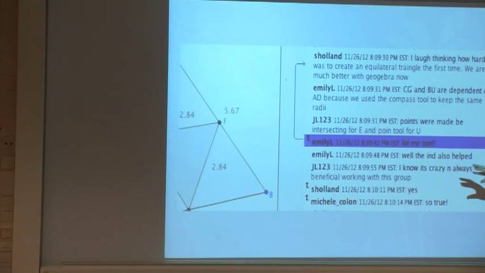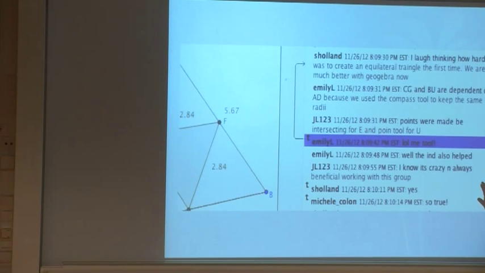So it still applies to the dynamic geometry, but here they get a much more tangible sense of how it applies and how they've built it into their diagram, and how they did it technically using GeoGebra, and how beneficial it was to work as a group.